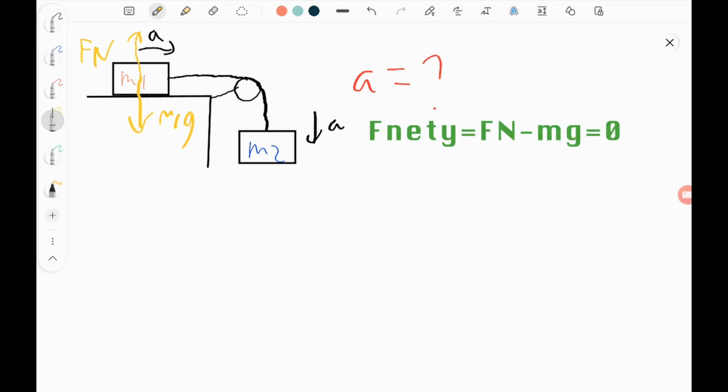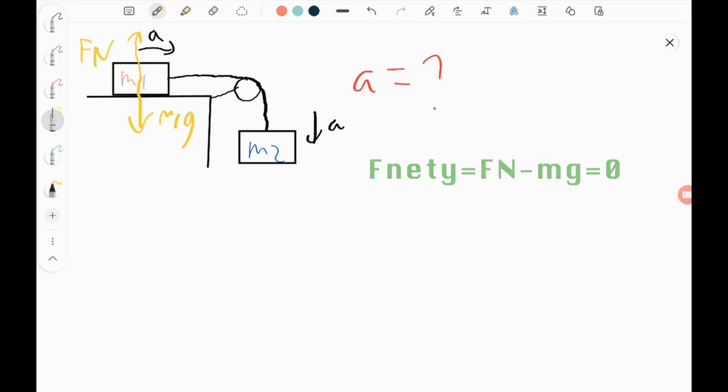The block does not accelerate up or down. So what is causing block 1 to accelerate? We see that the string here is pulling m1 to the right, which is the tension force. And that force causes the rightward acceleration of m1.